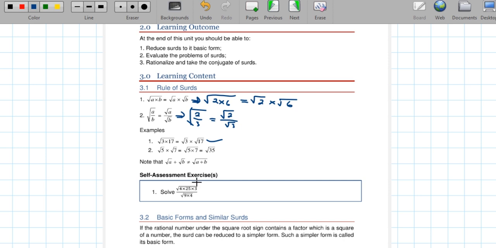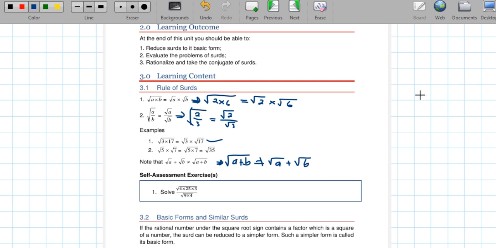But it is quite different for addition, right? It is not the same for addition. For addition, the square root of a plus b is not equal to the square root of a plus the square root of b. This is a different ball game altogether. So you can see from here it is not the same thing.